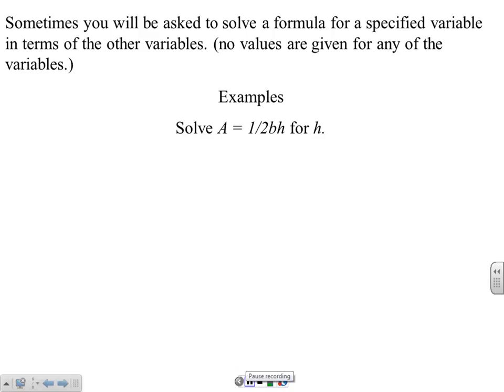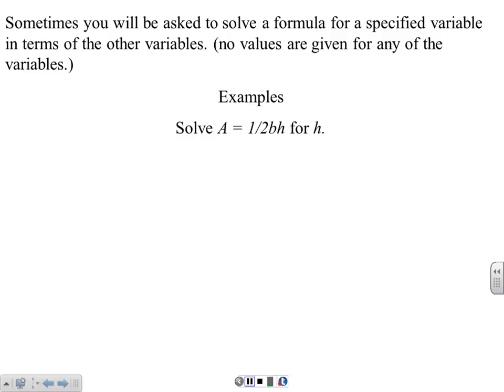The next thing we're going to do is take these formulas, and I'm not going to give you a value. So sometimes you'll be asked to solve a formula for a specified variable in terms of other variables. In other words, no values are going to be given for any of the variables. So this problem, for example, you have the area of a triangle, and so you have area is equal to 1/2 base times height. And I want to solve for the height, the h. So in other words, I want to take this equation and I want to get h by itself.